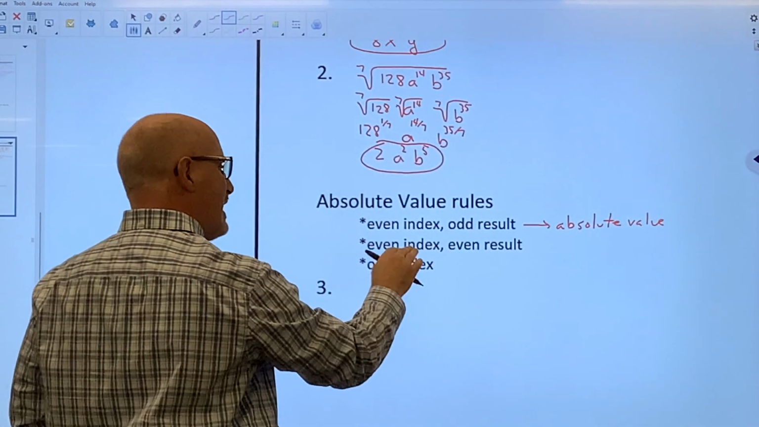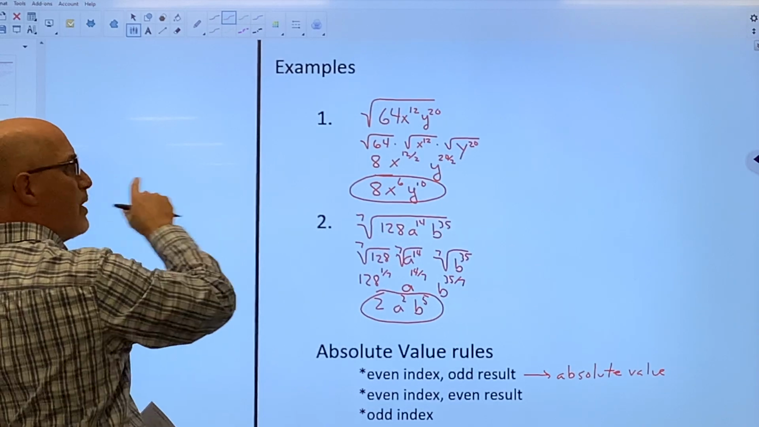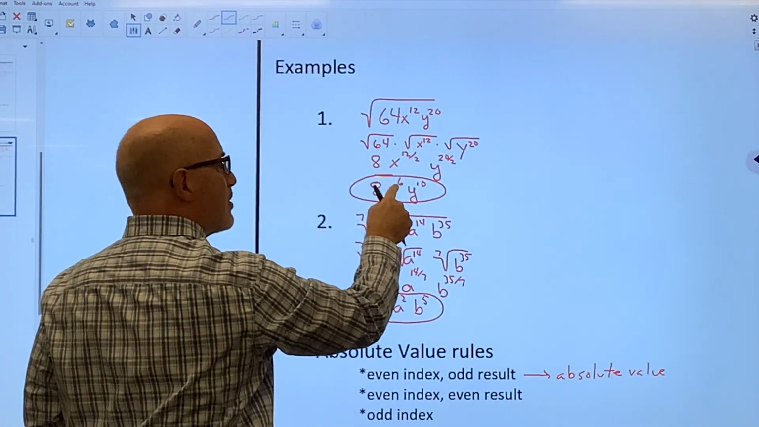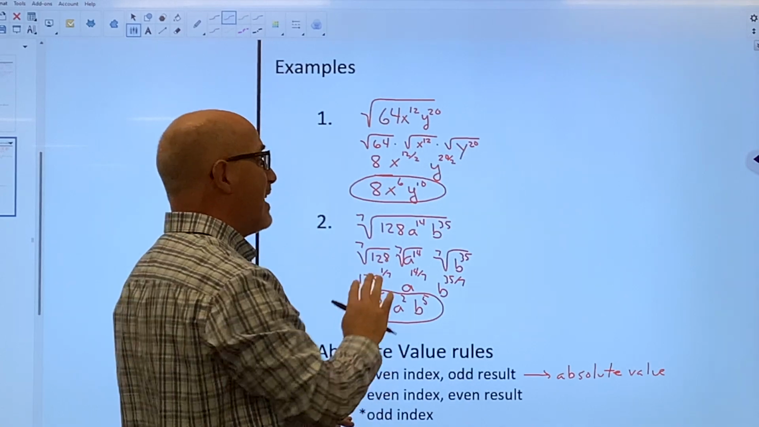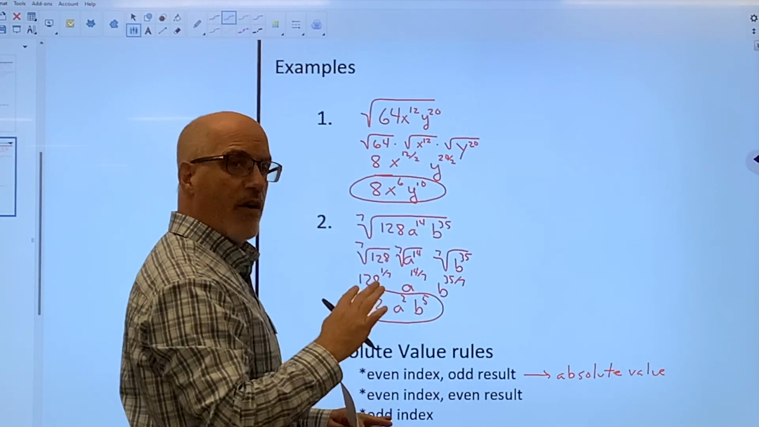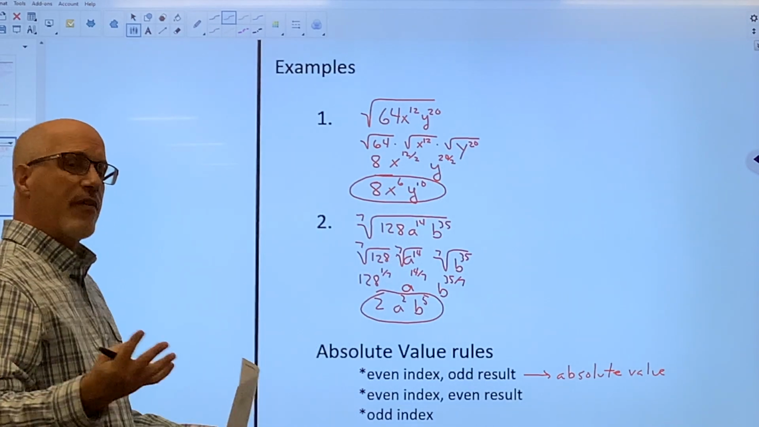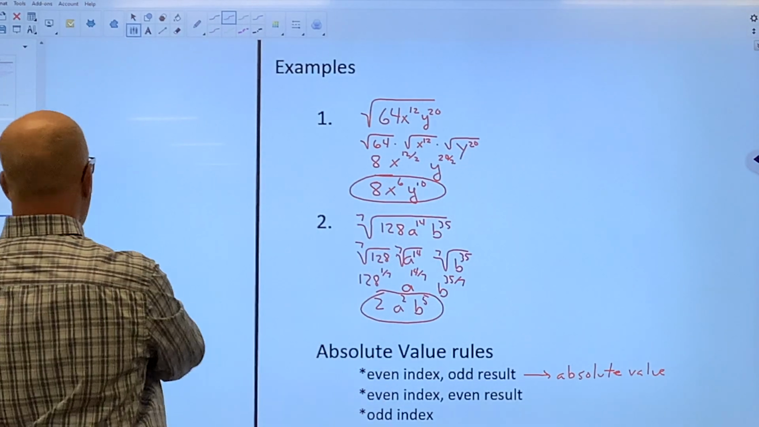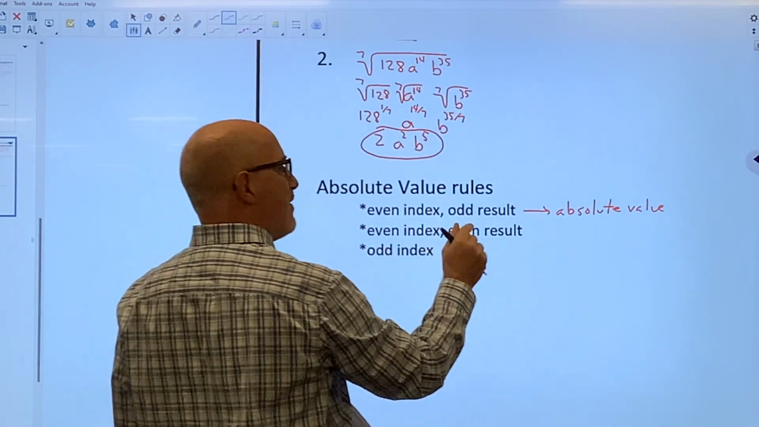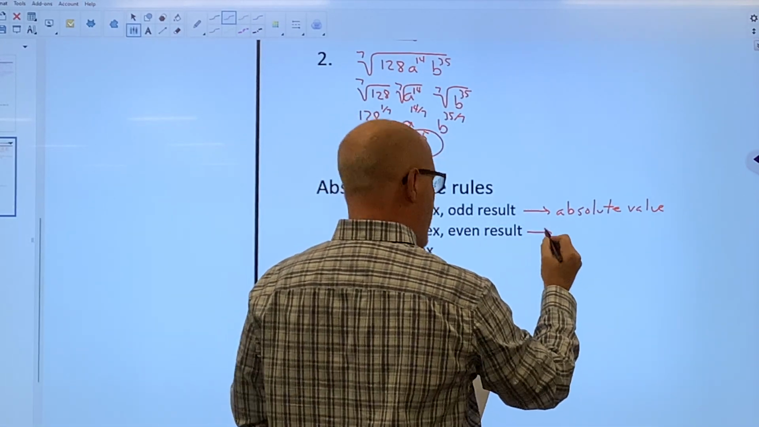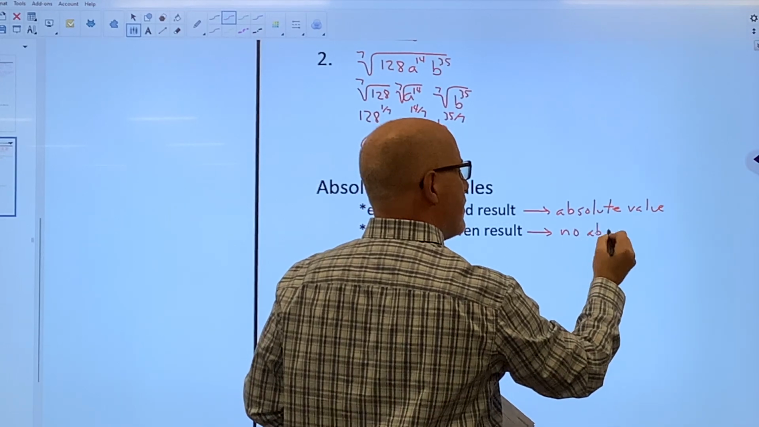Now, if you have an even index with an even result, which I worked out in this first one, even index, and the results of both of the exponents on the variables was even, then these can't ever be negative already. You don't need absolute value. X to the 6th can't ever be a negative number. So you don't need absolute value there. So when that happens, even index, even result, you don't need to worry about any absolute value. So no absolute value.